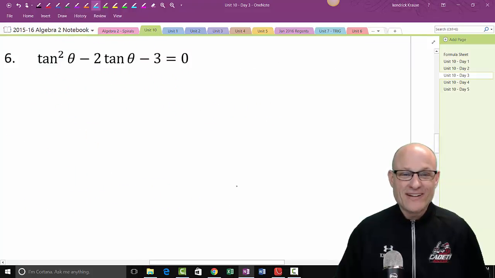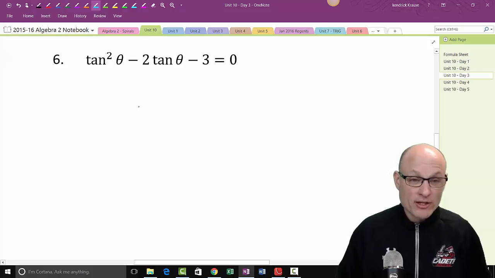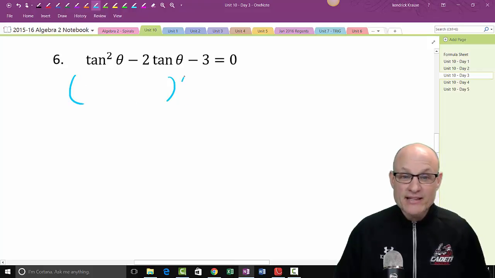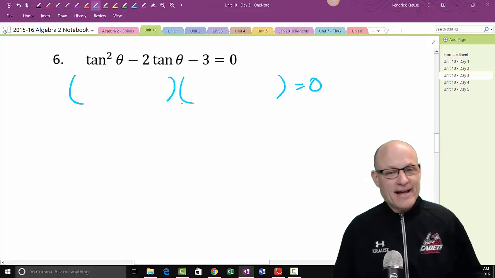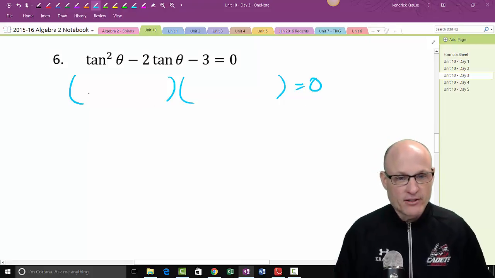Let's move on. More factoring. Now, at this point, you probably ought to hit the pause button and try this on your own. It's not that difficult. Hit the pause button, try it on your own.